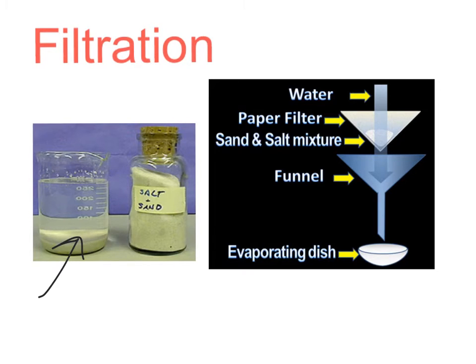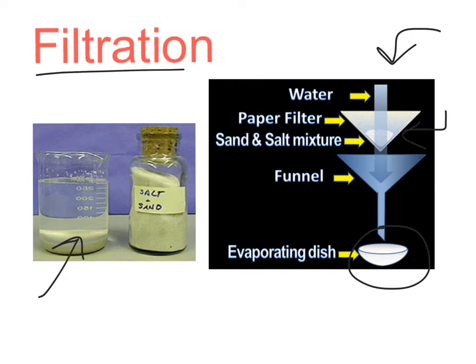Well, we filter. We're going to pour that water through a funnel that has filter paper in it so that all of the water with the salt dissolved in it goes through and collects in an evaporating dish. Caught here in the filter paper will be the undissolved sand. So our sand is now separated from our salt water, and if we want, we can get rid of the water from our salt. That's the next technique.